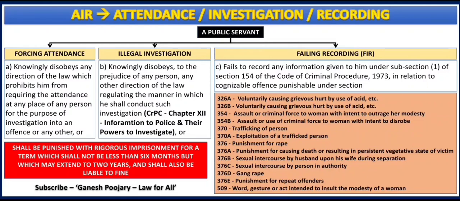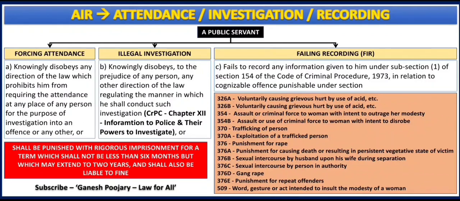So basically under clause A, what you need to remember is that if a public servant forces attendance of someone against the law, that is a punishable offense. That is what you need to remember under clause A. Under clause B, what are we understanding? There, a public servant does illegal investigation or prejudiced investigation.